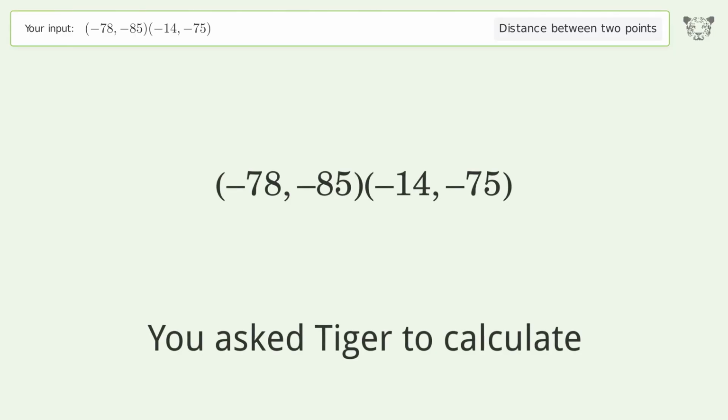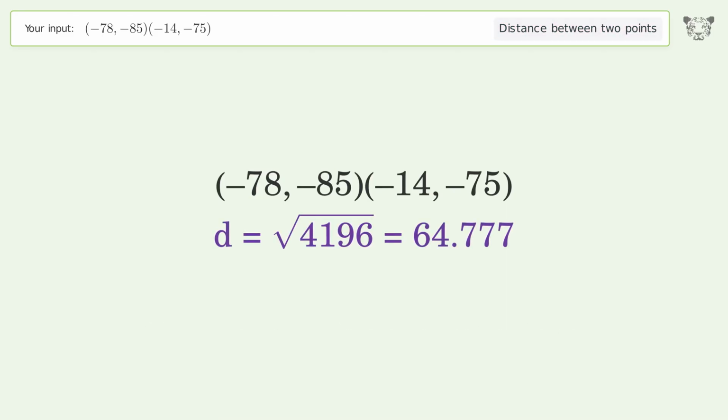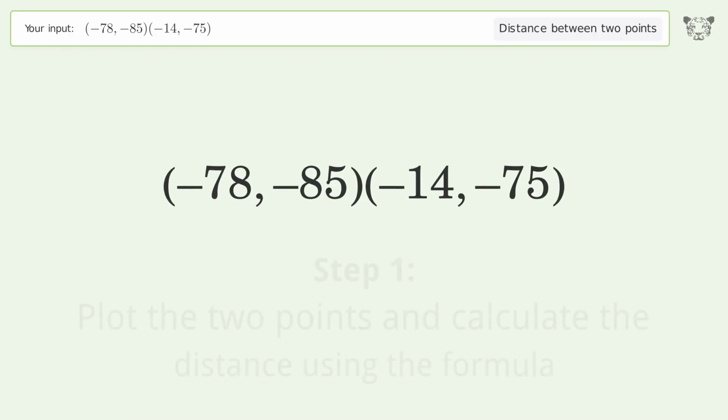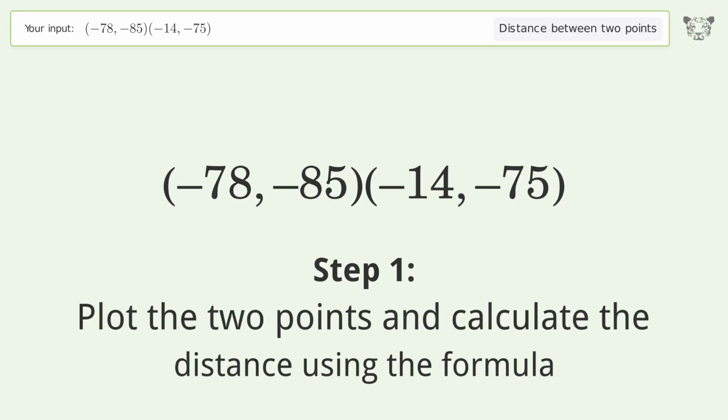You ask Tiger to calculate. This deals with the distance between 2 points. The distance between the 2 points is the square root of 4,196, or 64.777. Let's solve it step by step. Plot the 2 points and calculate the distance using the formula.